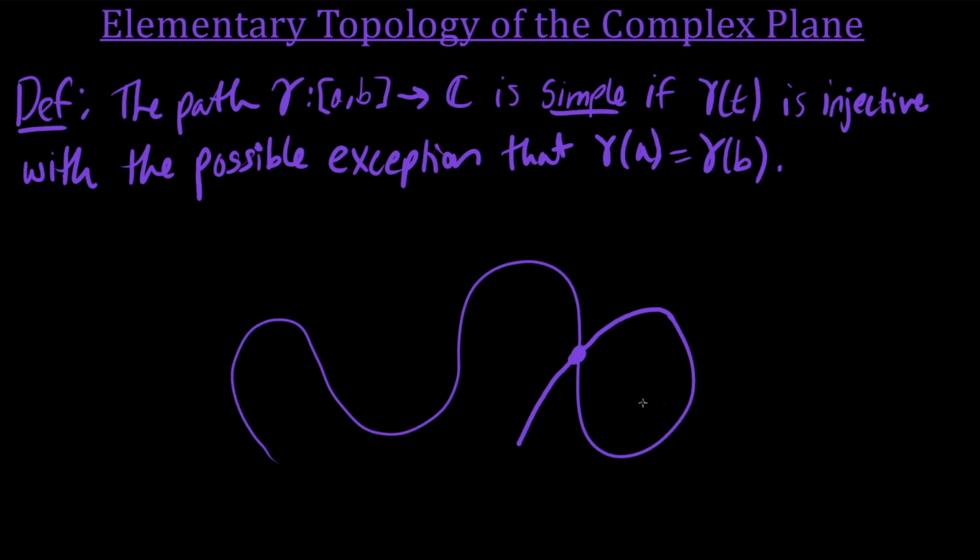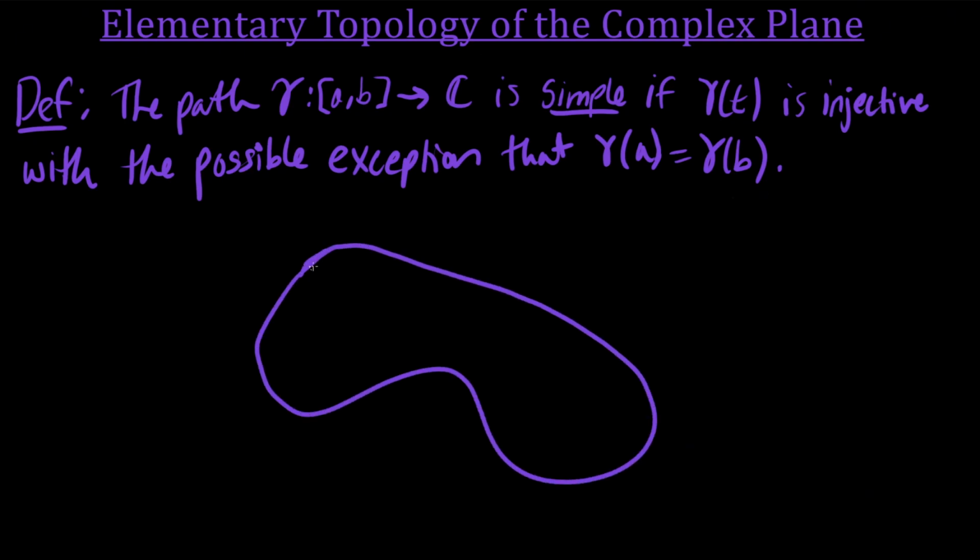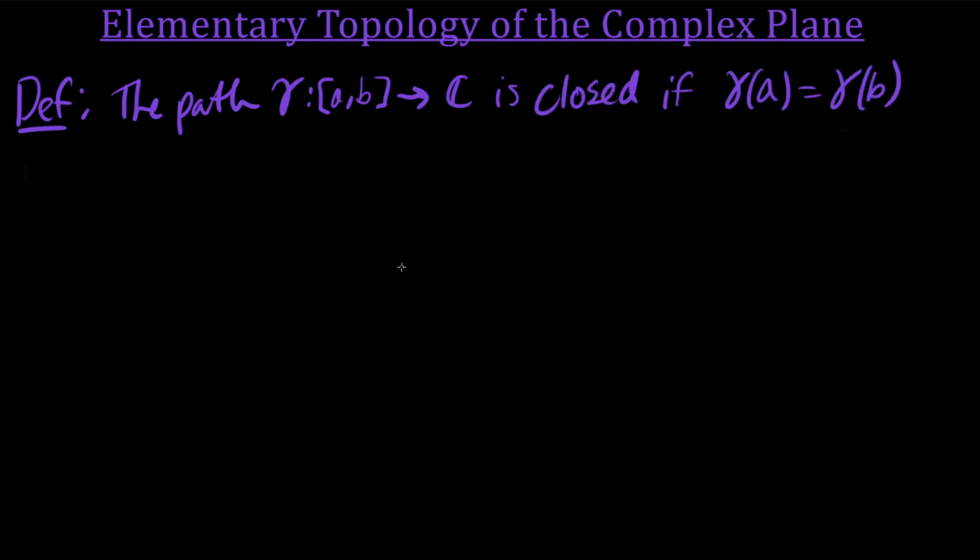The reason there cannot be intersection points given this definition is because an intersection point means there are two distinct t values that map to the same value in the codomain, which makes the function no longer injective. So this is why there can be no intersection points in a simple curve. Great. Now what about this exception that gamma of a is allowed to equal gamma of b? Recall that gamma of a is simply the start of the path, and gamma of b is the end of the path. So a curve is still simple if it forms a closed loop like this.